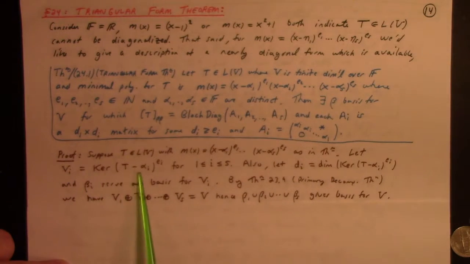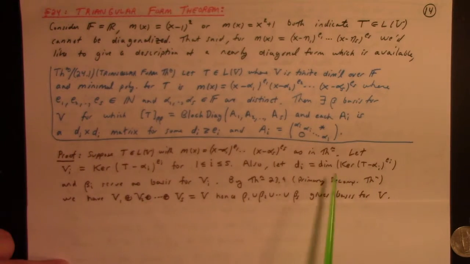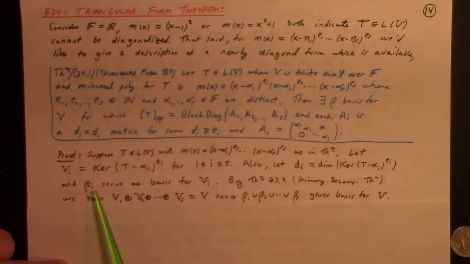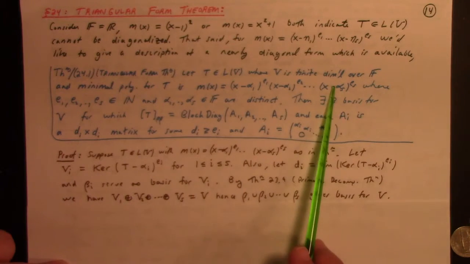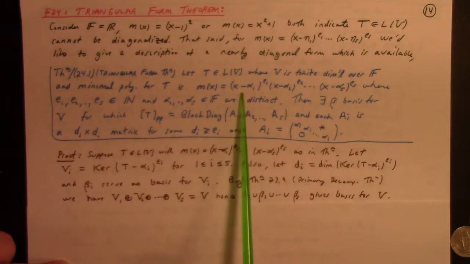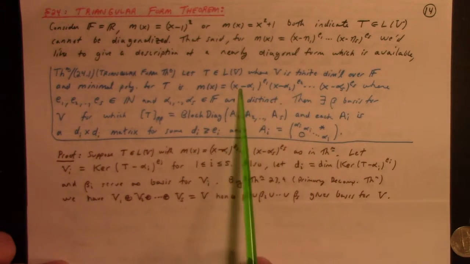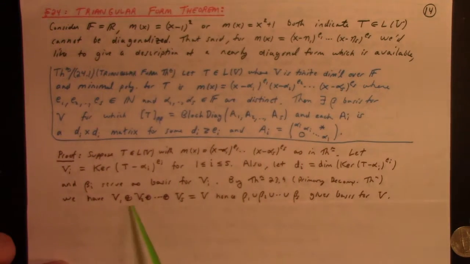Define Vi to be the kernel of (T - alpha i) to the ei, all right? And let di be the dimension of said kernel. And let's let beta i serve as a basis for Vi. We know we can do this. By the primary decomposition theorem, we have that V is the direct sum of V1 through Vs. Why is that? Well, these are distinct prime factors, and we're defining Vi to be the kernels of T fed into the prime factors, right? So the primary decomposition theorem says that you can decompose V in this way.